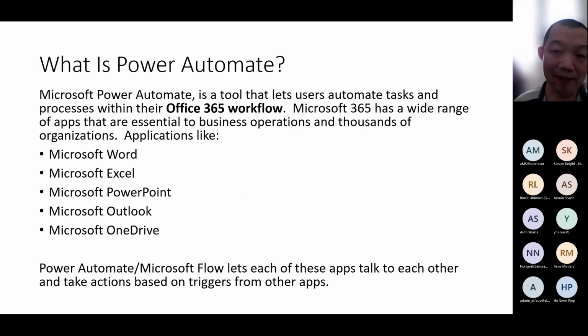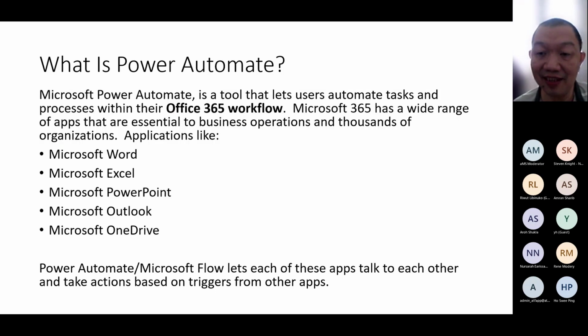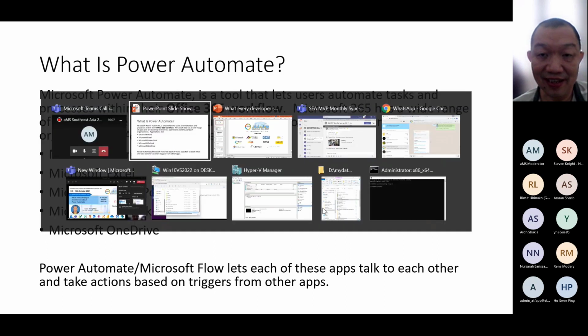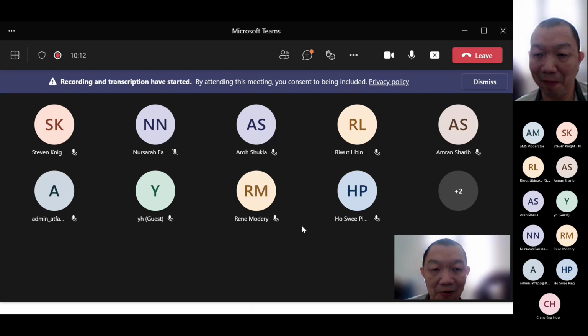I think Power Automate is a tool. I cannot see the hands. Can I see the hands? Let me be more interactive. Has anyone used Flow, Microsoft Flow, before? No hands. Okay.